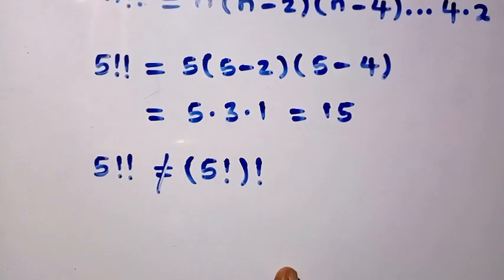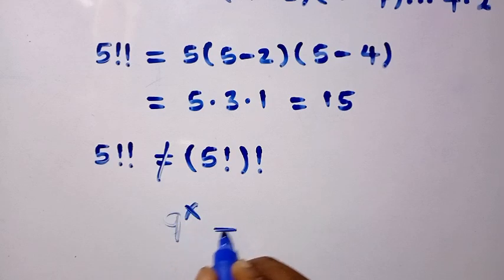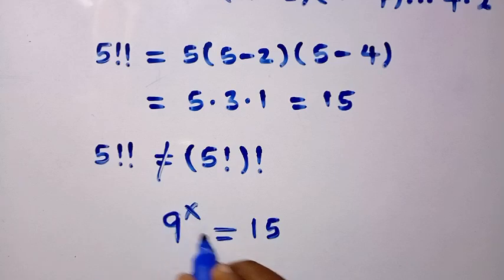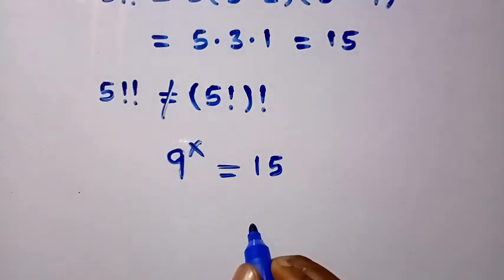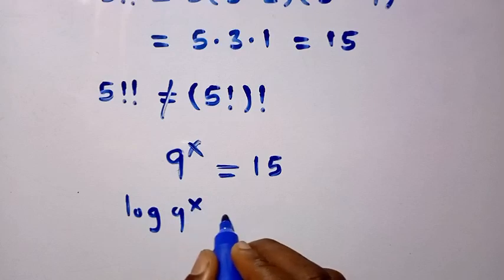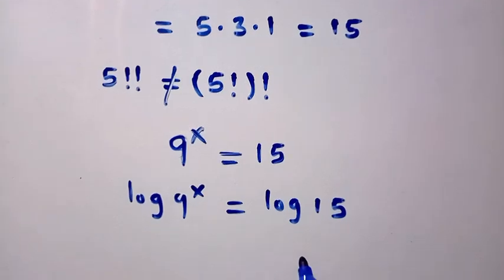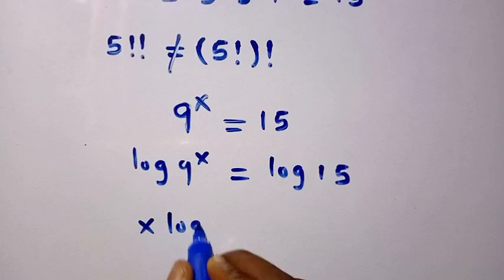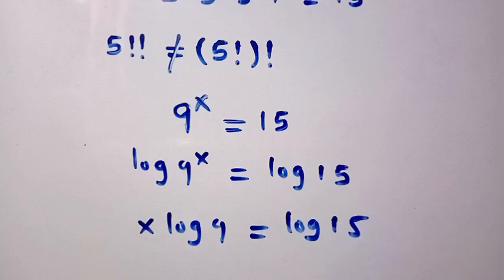Then we now come back to the given question. We have 9 power of x, so this equals 5 factorial factorial, which is now given as 15. Therefore 9 power x equals 15. To solve this, we introduce log on both sides. Here we have log 9 power x equals log 15. And by the rule of logarithm, here becomes x log 9 equals log 15.